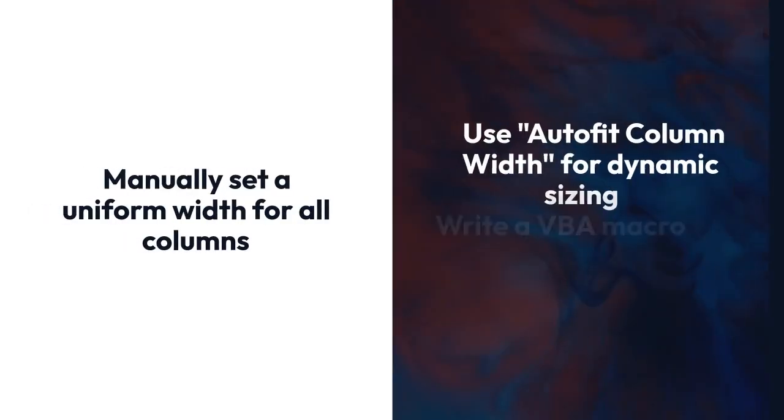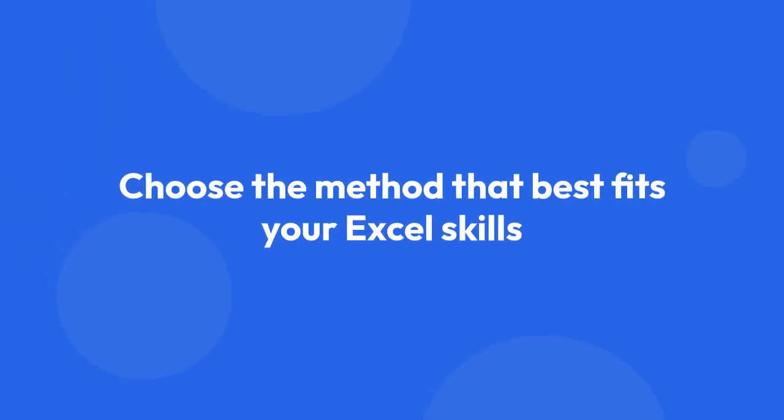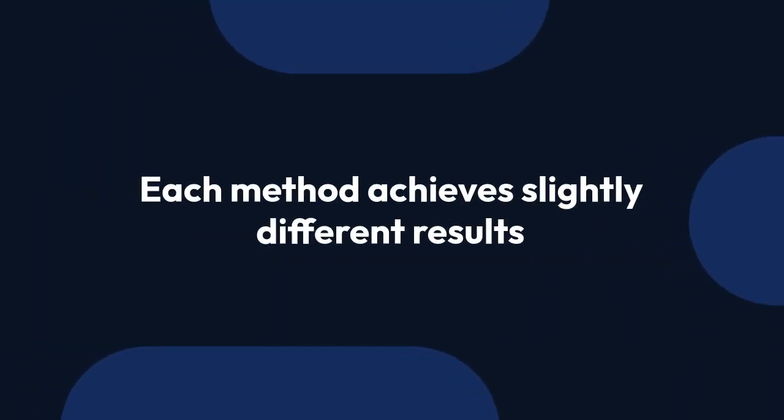To summarize, you have three main options: manually setting a uniform width for all columns, using the built-in AutoFit column width for dynamic sizing, or writing a VBA macro for efficient automation. Choose the method that best fits your Excel skills and your specific need. Remember that each method achieves slightly different results.